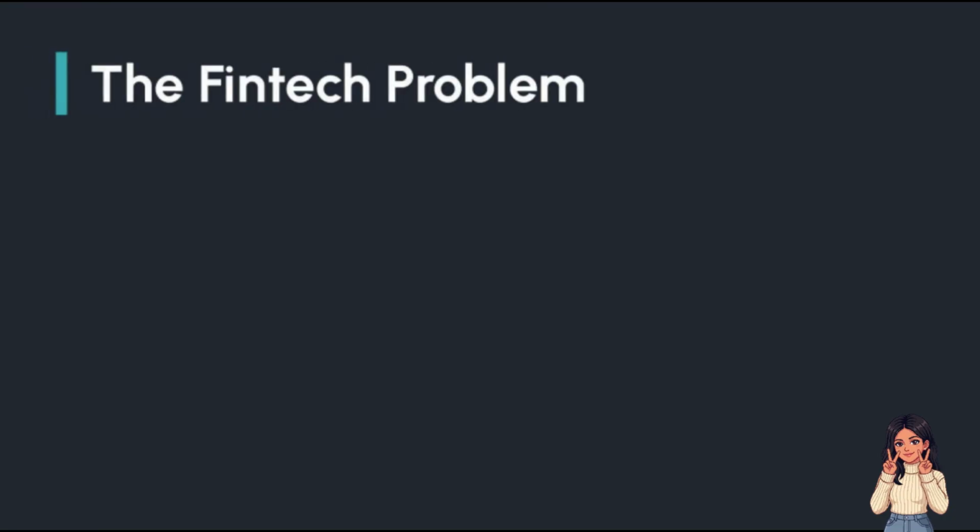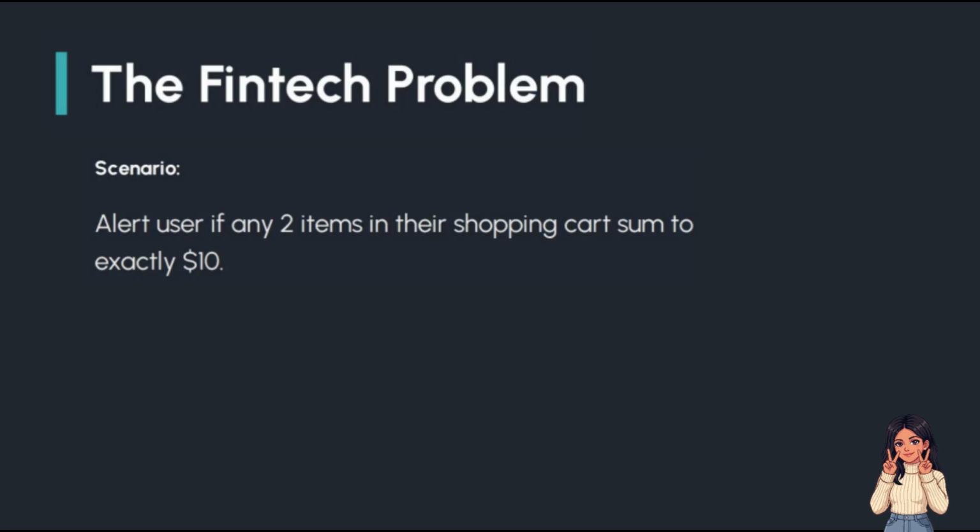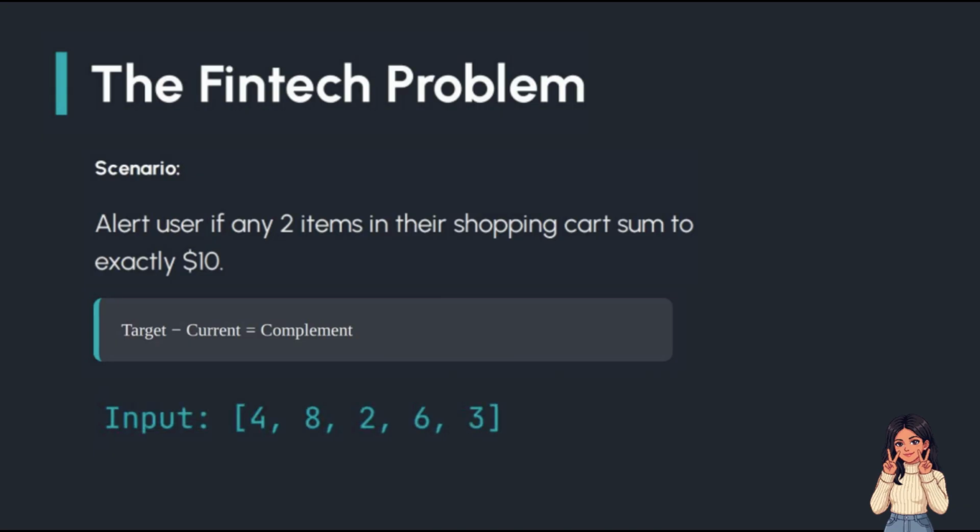Let us ground this with a simple real world hypothetical situation. Imagine you are building a budget tracking fintech app. A user sets an explicit spending limit alert for a single shopping trip, let us say exactly $10. They walk through a store, scanning items into their phone cart one by one. The app needs to alert them immediately if any two items in their cart combine to equal exactly $10. Let us say the store items scanned are in an array of 4, 8, 2, 6, 3.